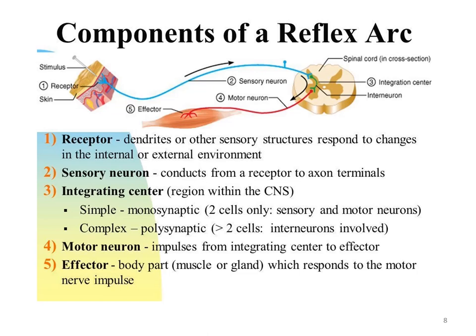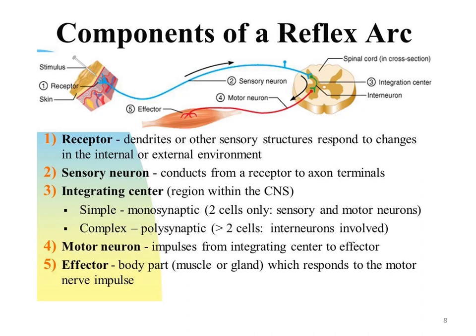So let us talk about the components of a reflex arc. A reflex has five components, starting with the receptor, the sensory neuron, the integrating center, a motor neuron, and the effector. The receptor can be any. It can be a specialized receptor or free nerve endings. So they respond to changes in the internal or external environment.